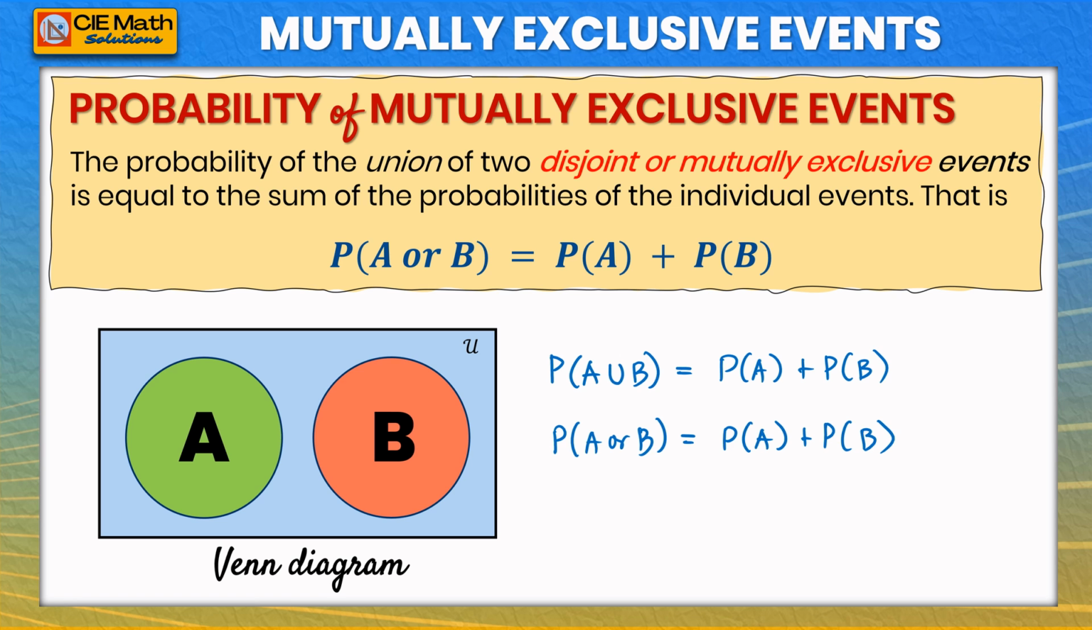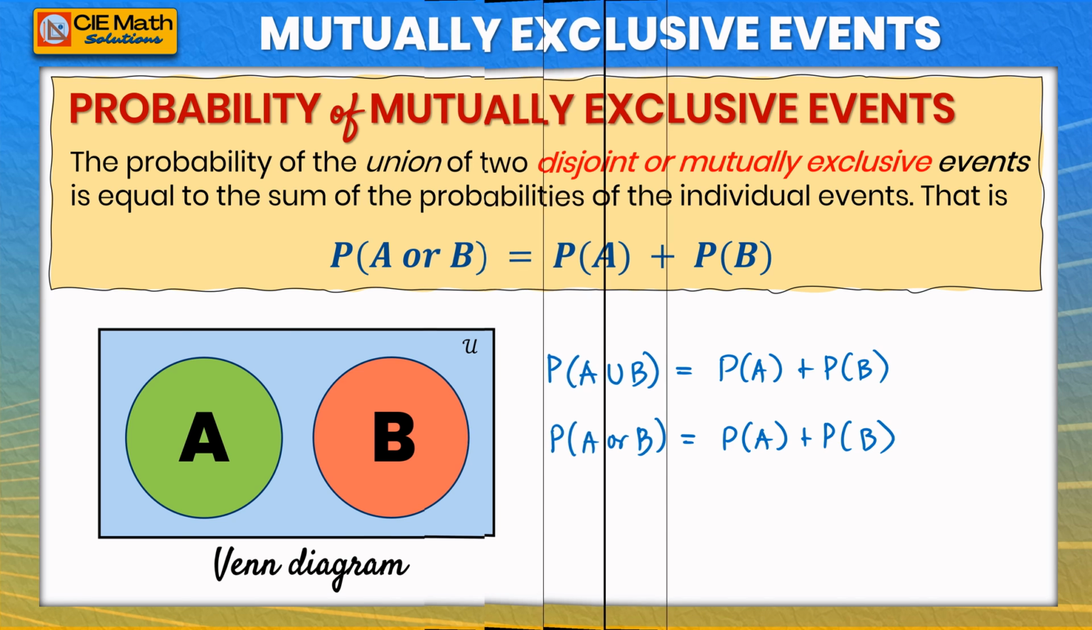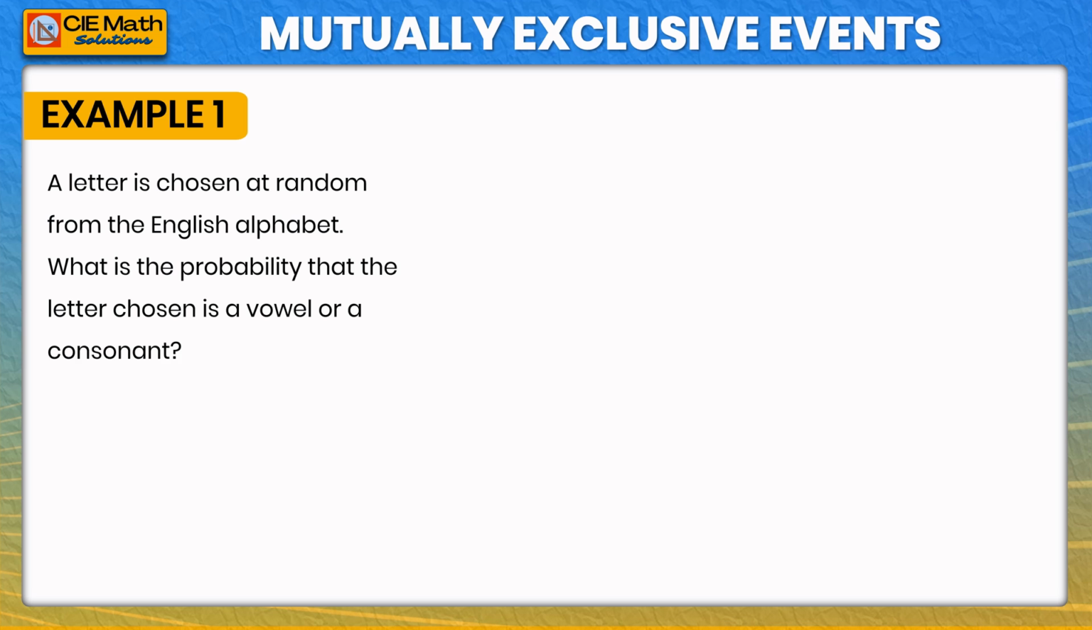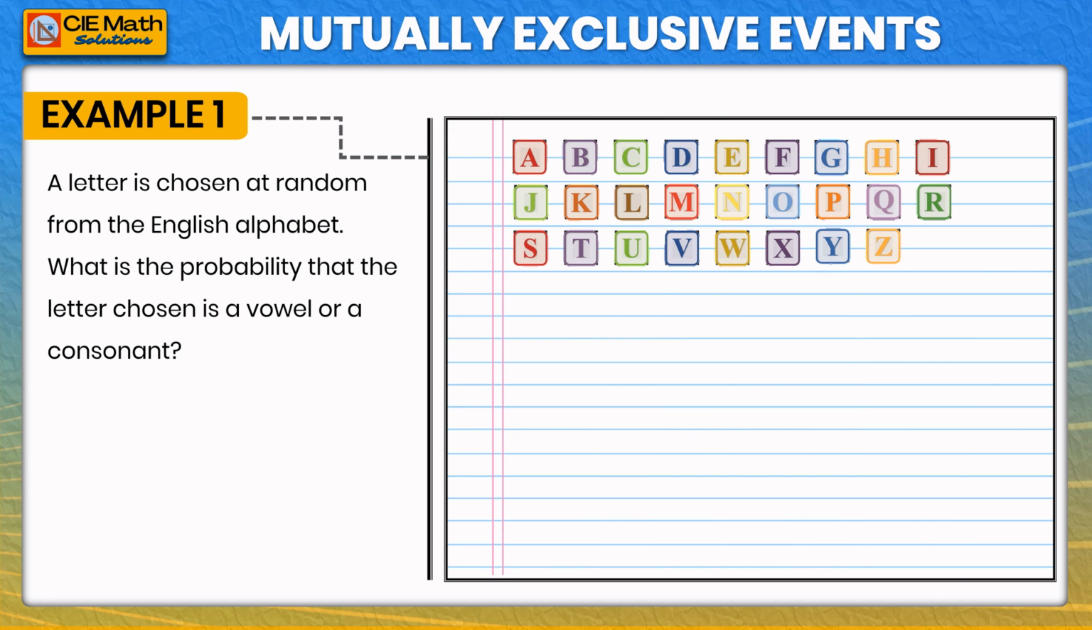Now let's have some examples. Example 1. A letter is chosen at random from the English alphabet. What is the probability that the letter chosen is a vowel or a consonant? Now let's take a look first at the letters of the alphabet. Looking at these letters, there are 26 all in all. Now let us highlight the keywords in the item. The keywords here are first, vowel, that's the first event, and the second event is getting a consonant.